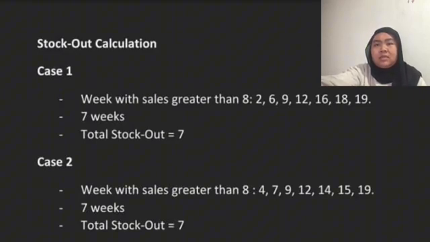To better understand stockouts, in case 1 weeks like 2, 6, and 9 show sales greater than 8, leading to stockouts. Similarly, in case 2 weeks like 4, 7, and 14 had stockouts due to higher sales. Both cases highlight how sales spikes can disrupt supply and lead to missed opportunities if inventory isn't adjusted accordingly.